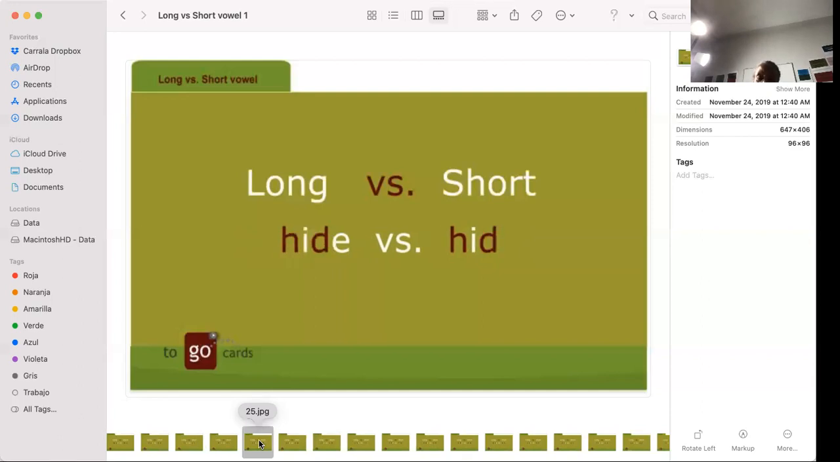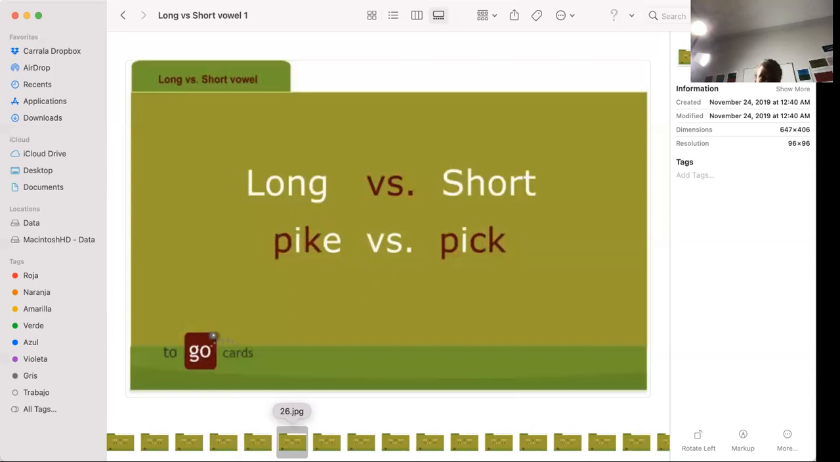Hide, hid. Hide is the infinitive, used in the present indicative tense, simple form. And hid is the past tense of the verb to hide. The past participle is hidden.